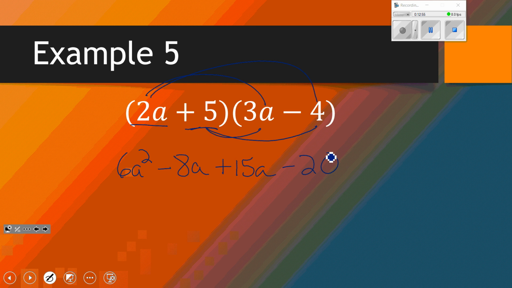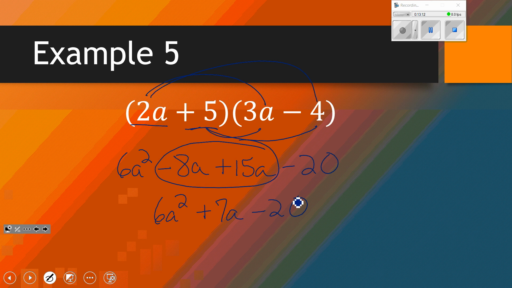Are you finished? No, negative 8a plus 15a. And you can do that in your calculator. So it would be positive 7a minus 20. But that's okay. I knew the answer as soon as I used my calculator. I knew the answers. Any questions? All right, so I want you to try one on your own.